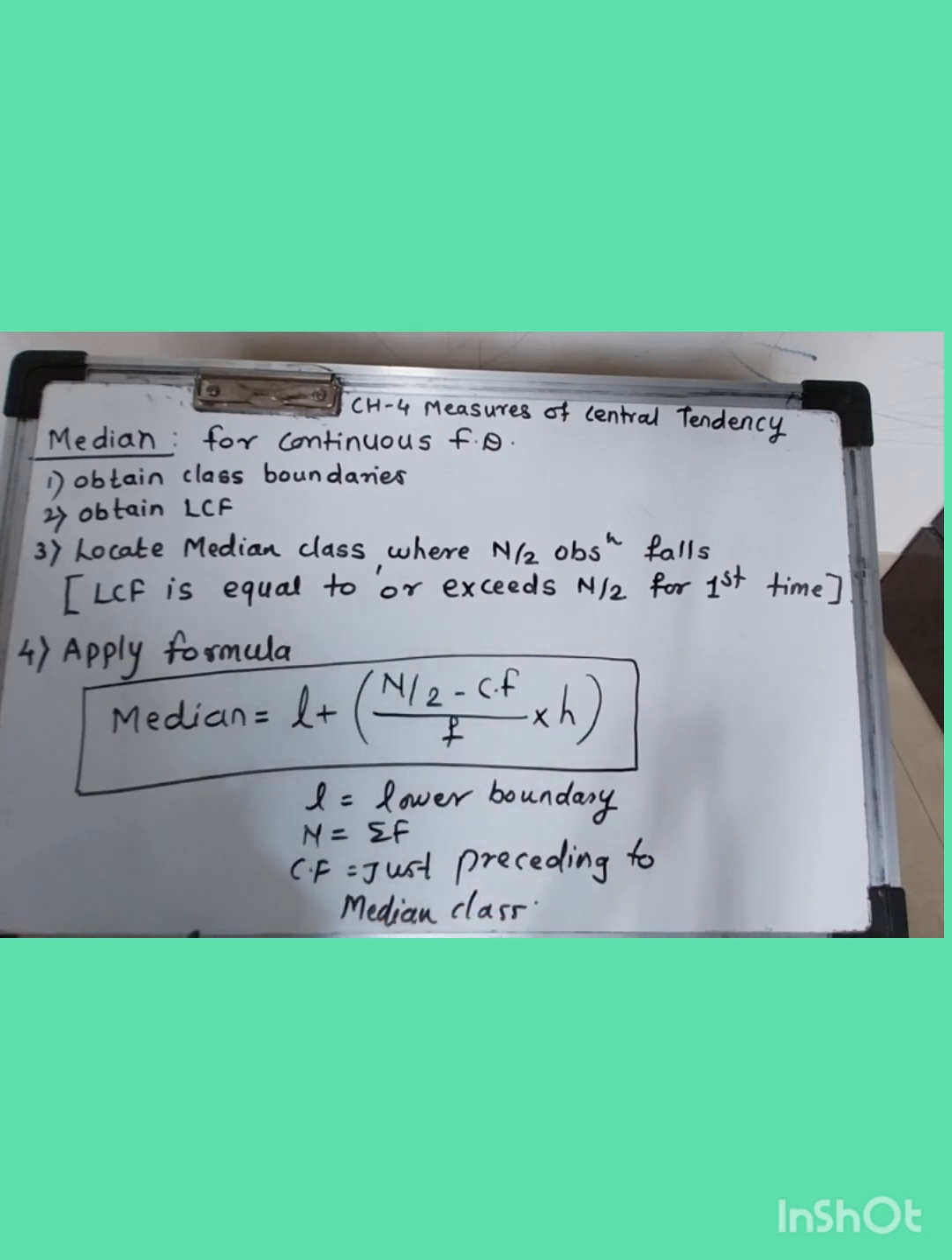I'll explain in the example, don't worry. Then F is the frequency of the median class. Then what is H? All of you know this. H is the class width. How to find the class width? It is the difference between successive lower limits. Now we will see the example.